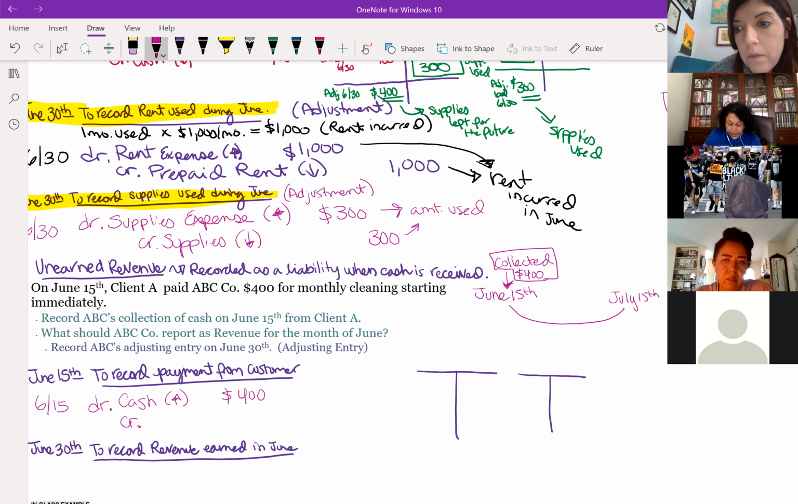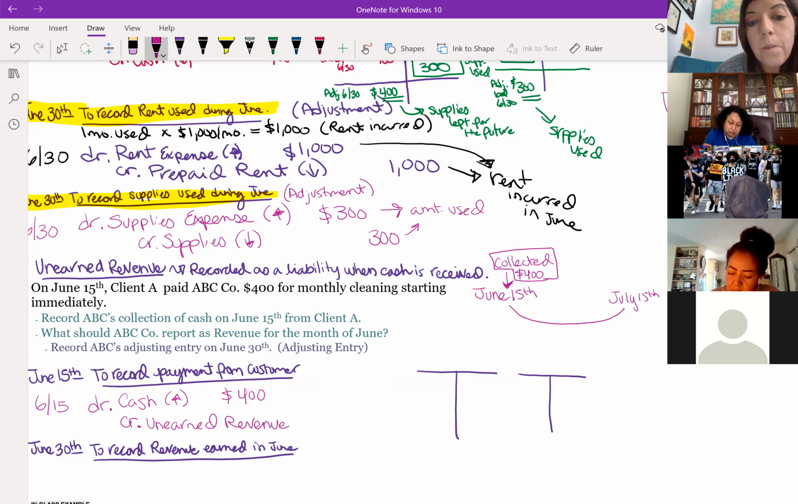Wait, so has this service been provided already or not yet? Not yet. So you're going to start immediately, but we haven't performed anything yet. They just paid us for that month in the future. Got it. So on June 15th, since we haven't done anything yet, we need to record that as a liability, unearned revenue. So we're going to credit unearned revenue, increasing my unearned revenue account, my liability account, by $400.